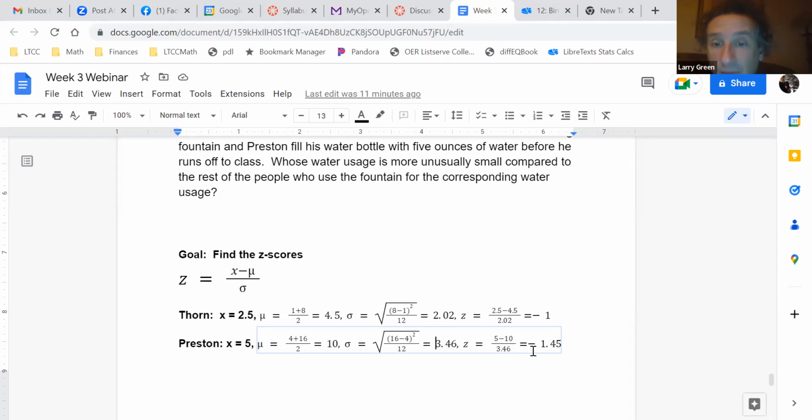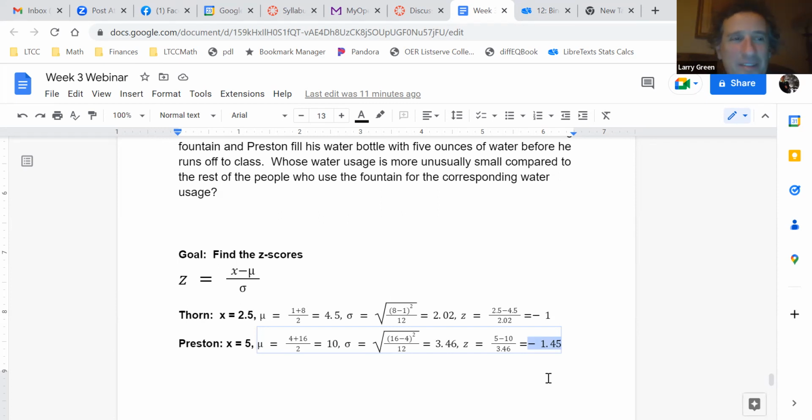Put it in a calculator, because you certainly don't want to divide by 3.46 in your head or by hand. So use a calculator and you'll get negative 1.45. Is that an outlier? No. Still not an outlier, because it's only 1.45 away from 0, and you've got to be at least 2 away from 0. Okay, so now we have to decide which is more unusual.